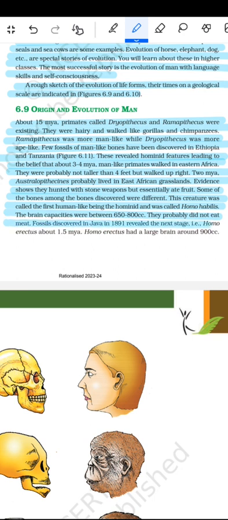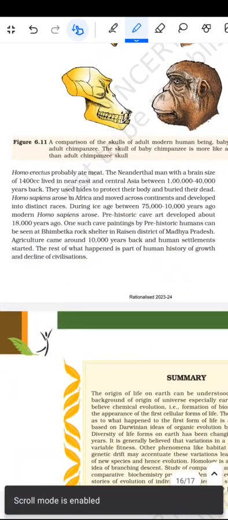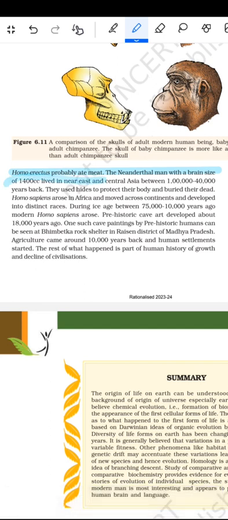Fossil discovered in Java in 1991 revealed the next stage, Homo erectus, about 1.5 million years ago. Homo erectus had a large brain, about 900 cc. Homo erectus probably ate meat. The Neanderthal man with a brain size of 1400 cc lived in Near East and Central Asia between 1 lakh to 40,000 years back. They used hides to protect their body and buried their dead.